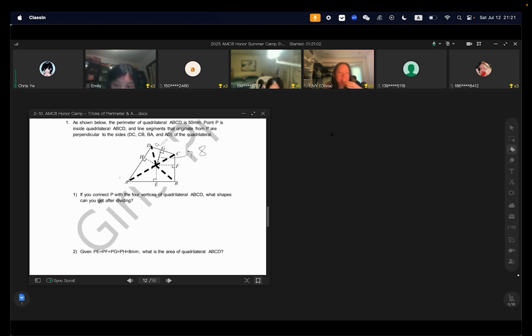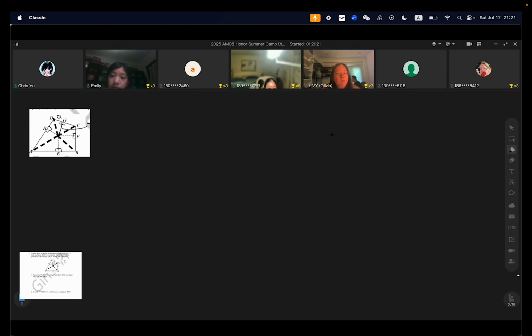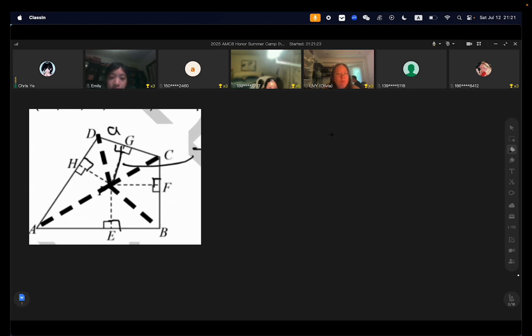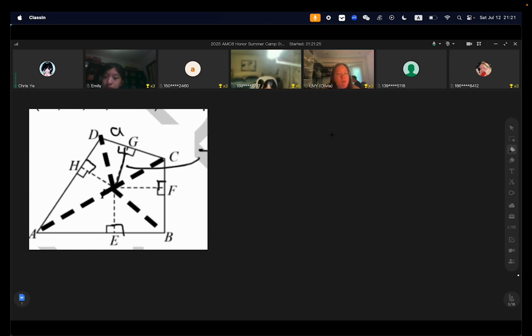So firstly, since all of these line segments are perpendicular to the side, that means that these are also going to be right angles. And since they are right angles, I'm going to screenshot the shape. So we need to prove that these sides are the same.